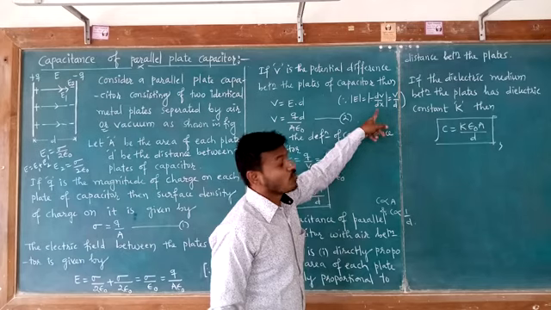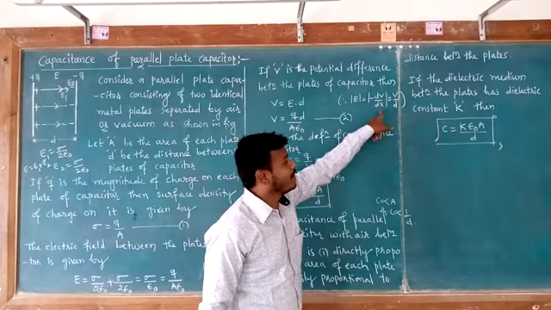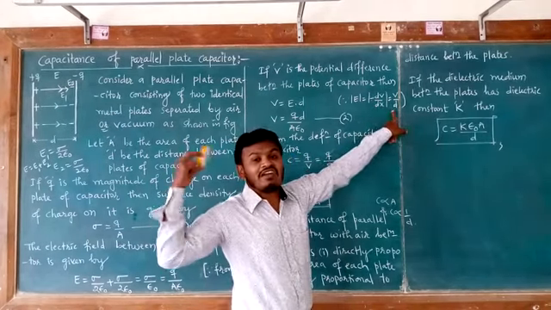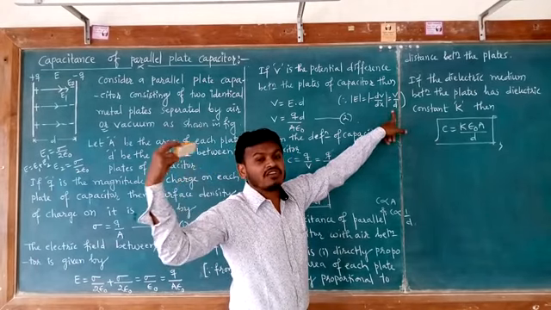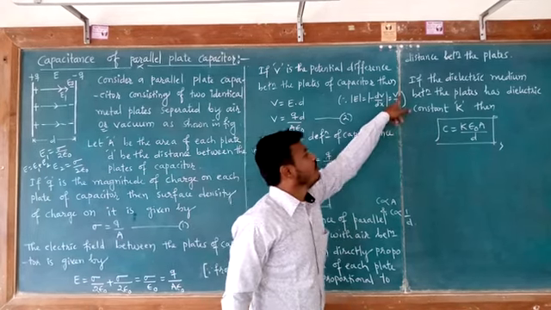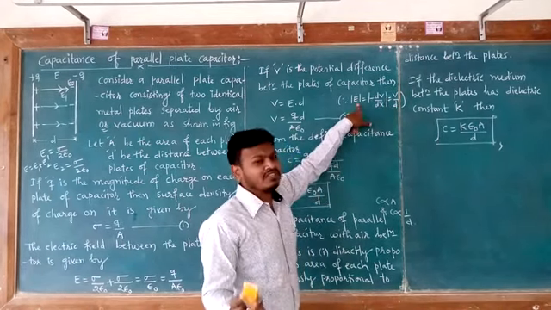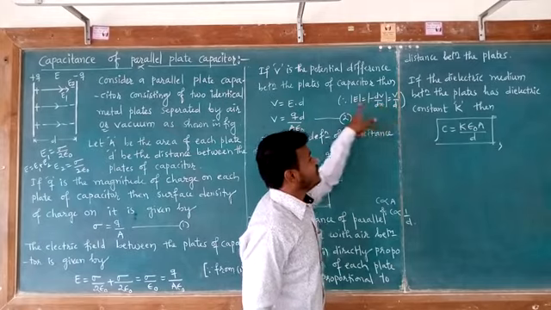Instead of dx, the perpendicular distance, we have to take d, because we already defined d as the separation between the two plates of the capacitor. Therefore V by d is equal to the magnitude of E, which becomes E itself. Therefore V by d is equal to E.